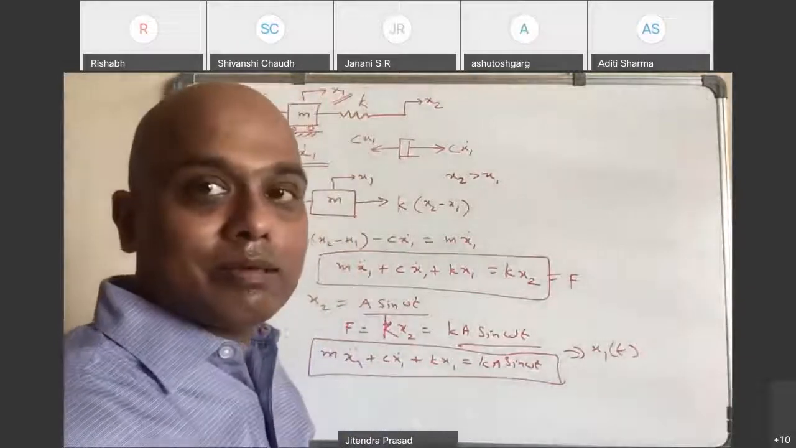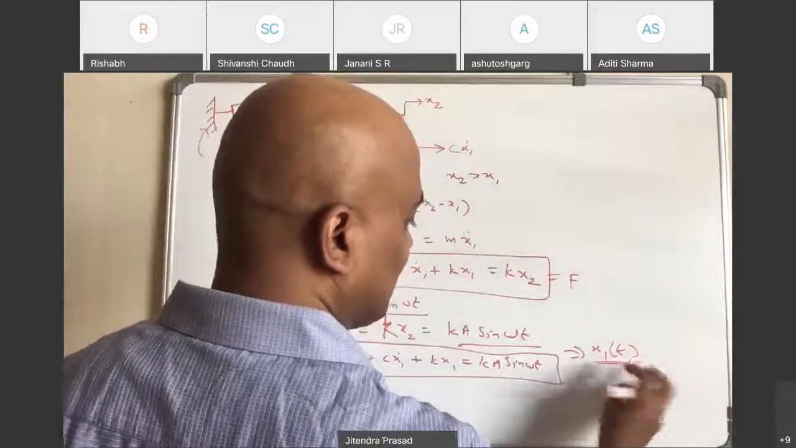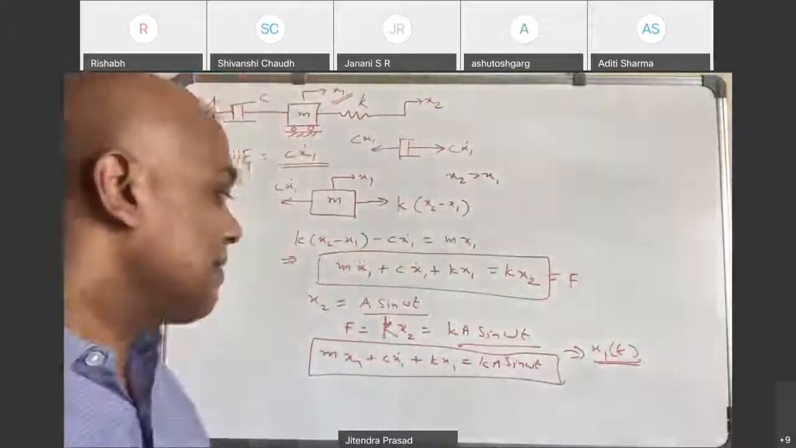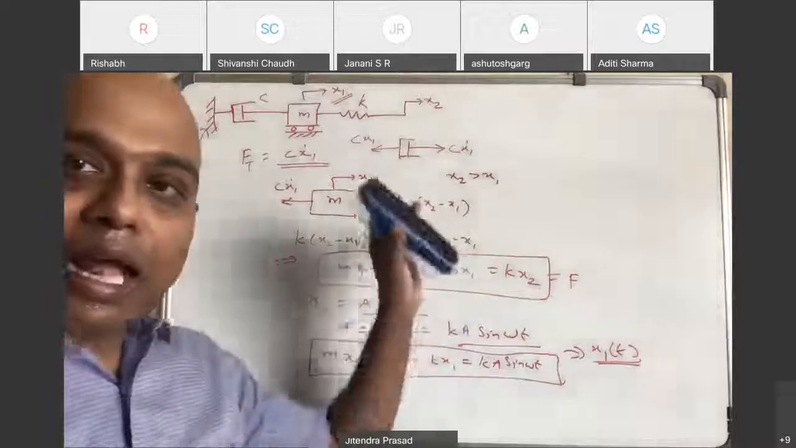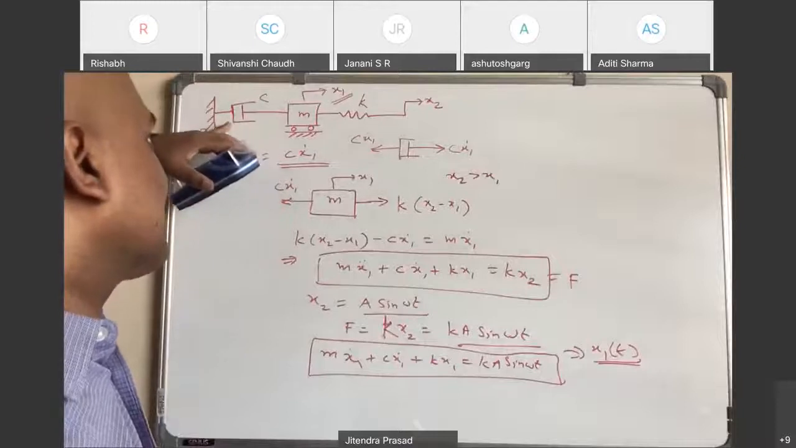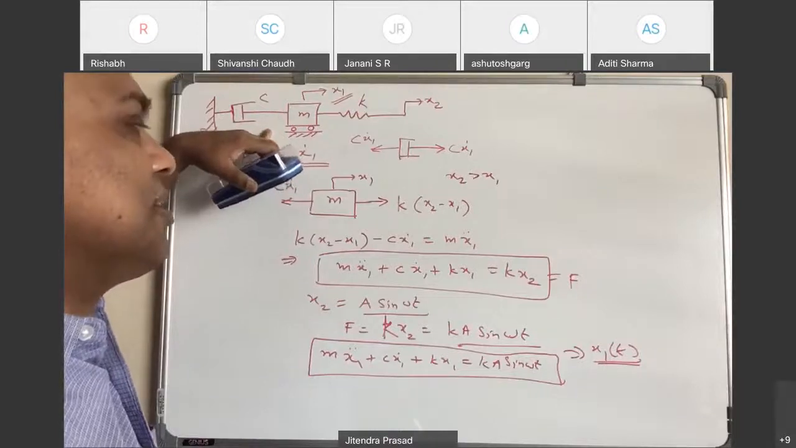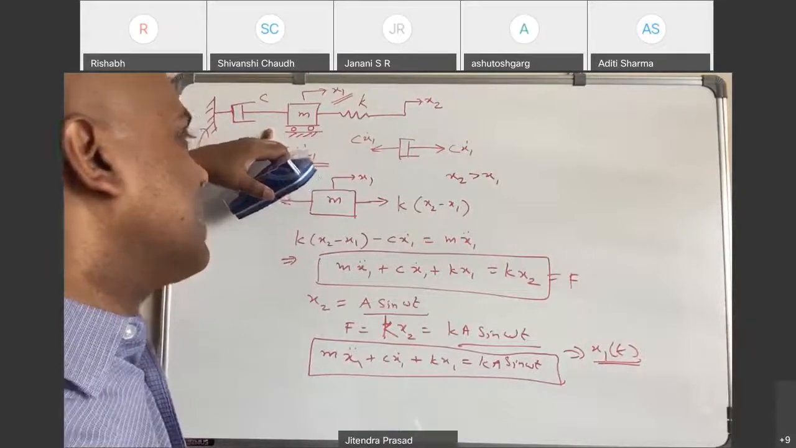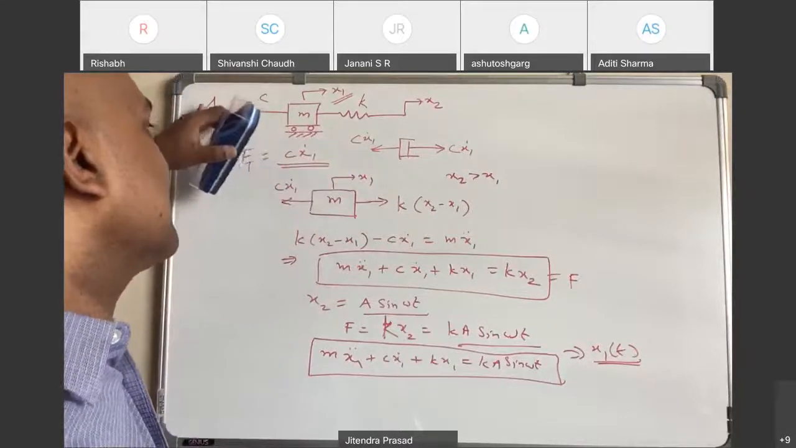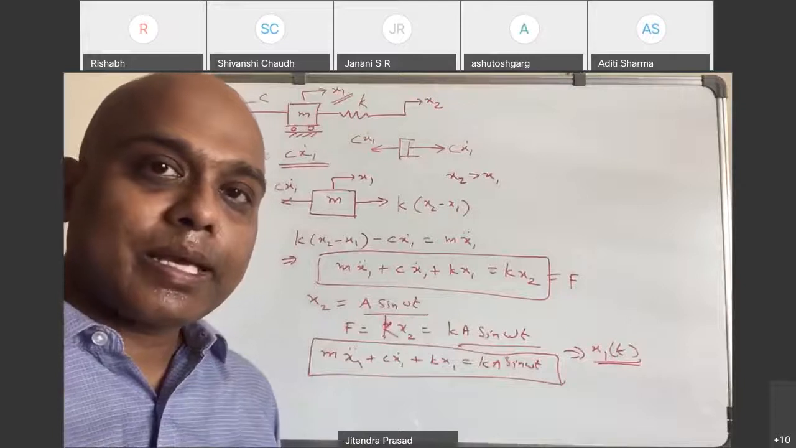If you get x1, then you differentiate it and multiply by c, you get the force. I did this problem here, no? Although it was not exactly finding the force at the wall, this problem is in your textbook, and their idea was something else, but I used the same diagram, same problem, and this time it was finding the force transmitted, but the equation remains the same. Got it?